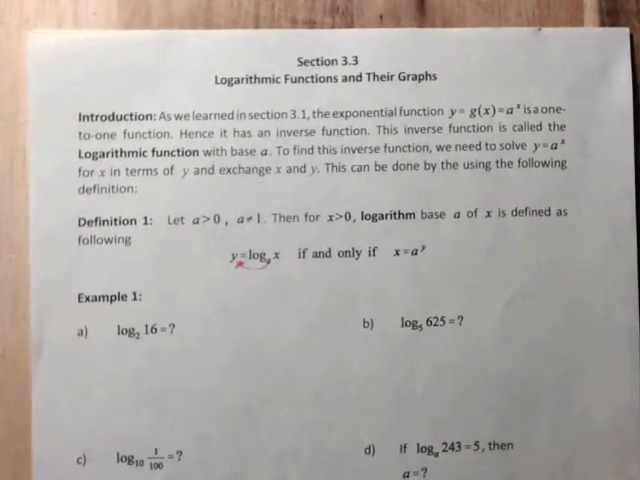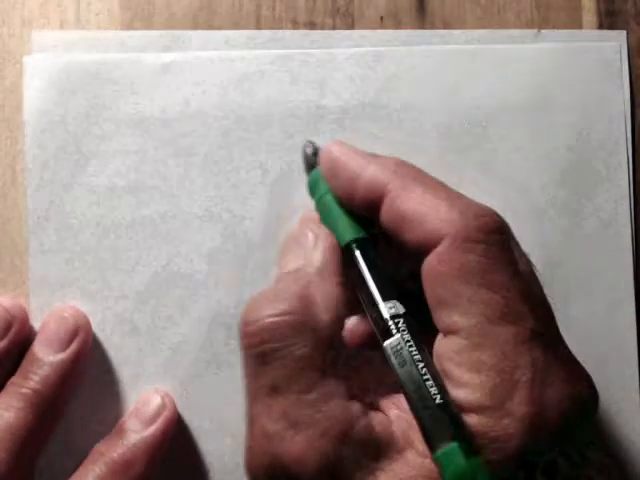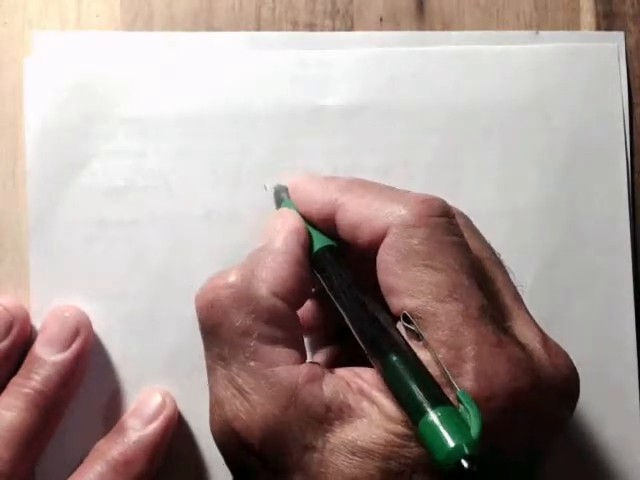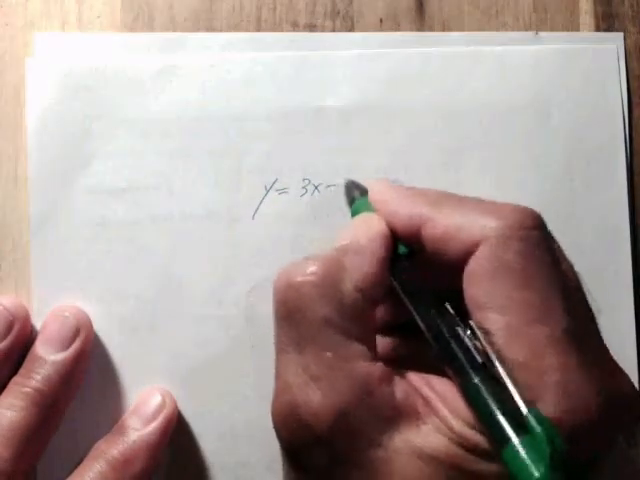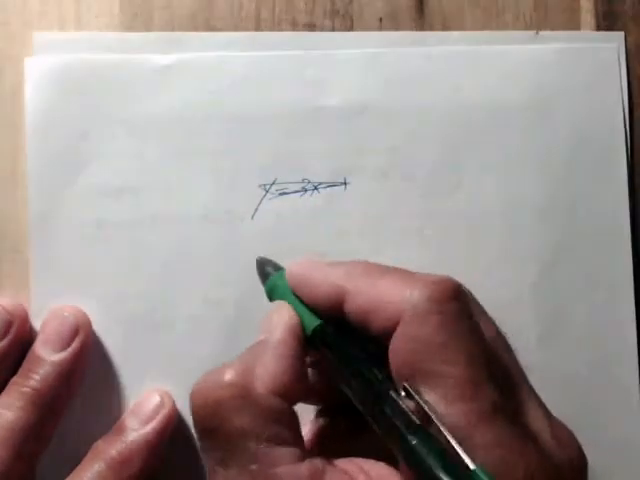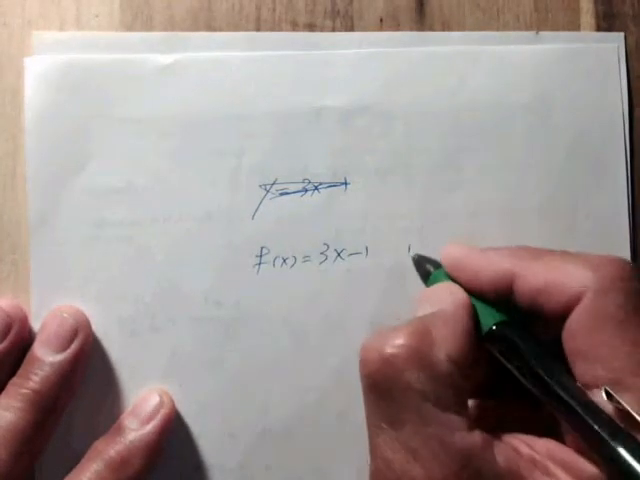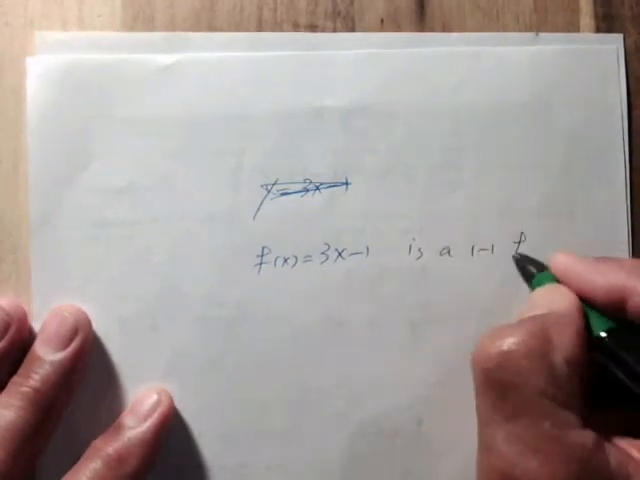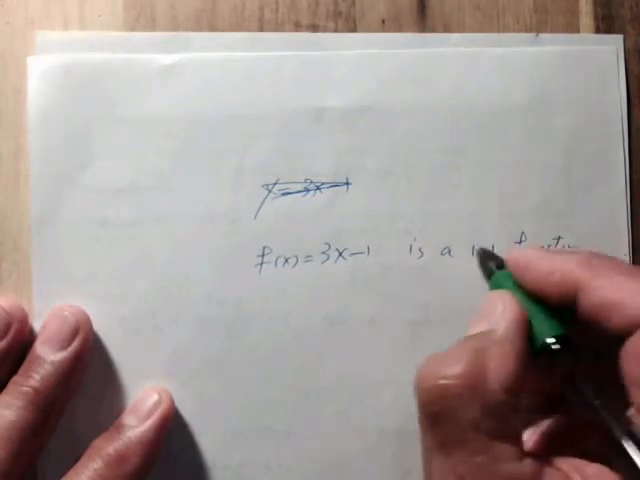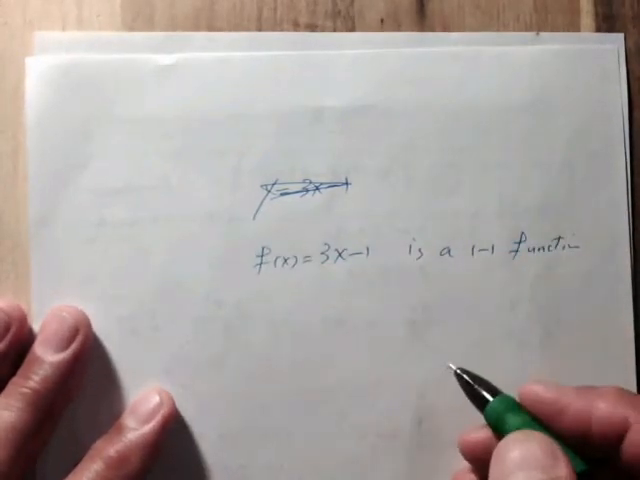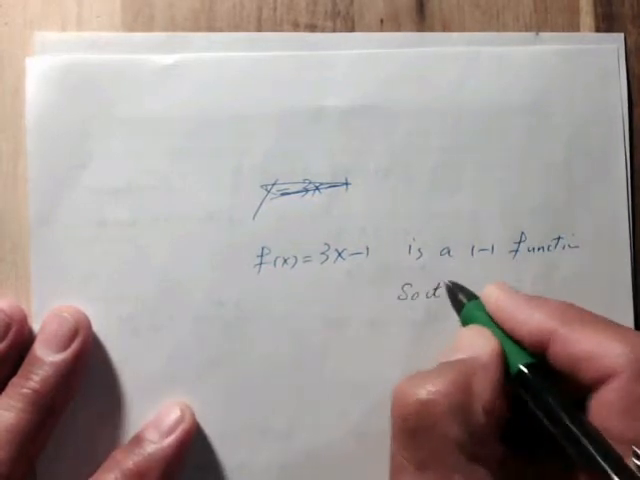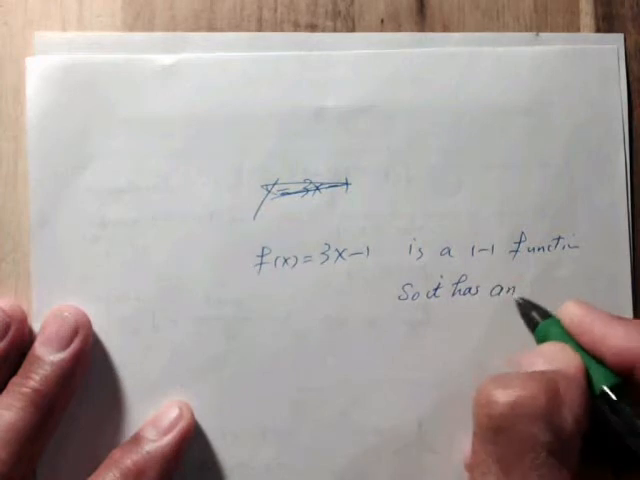So here's the idea. Remember back in section 1.6, it said that if f of x, let's say y equal to 3x minus 1, well, it's like f of x equal to 3x minus 1. This is a one-to-one function, because if you graph it, it's a straight line and passes the horizontal line test. So it has an inverse.